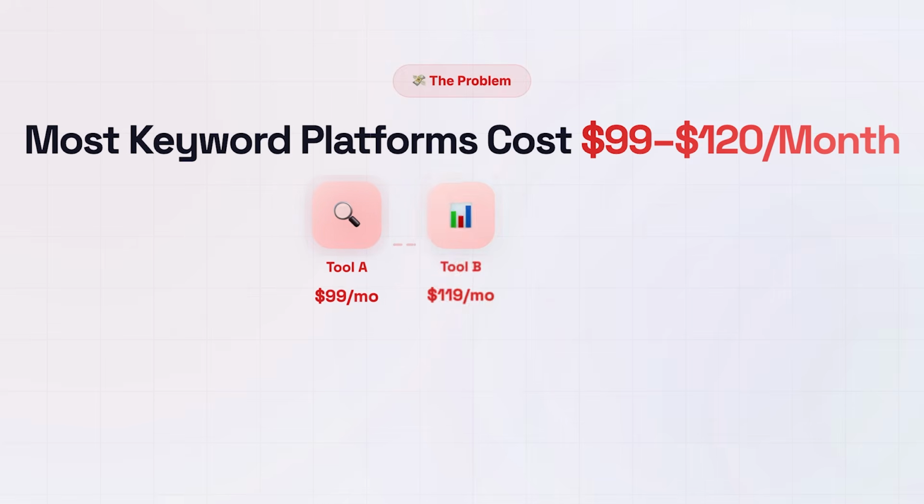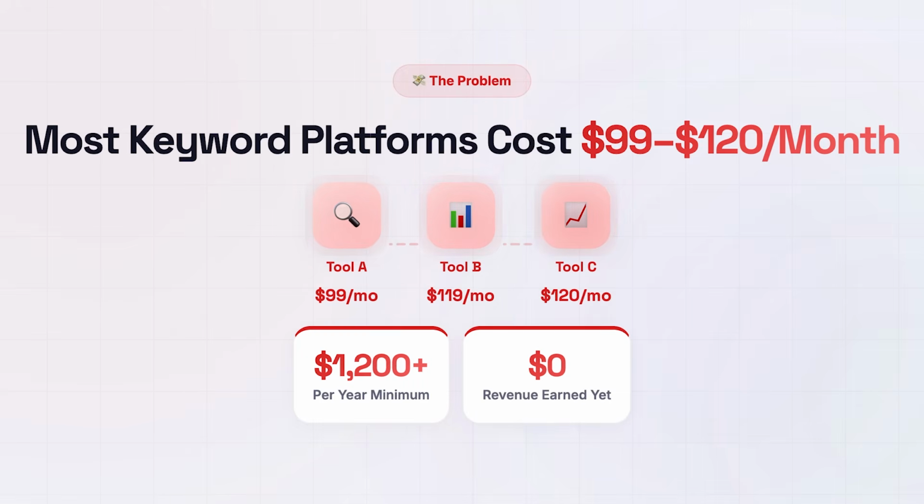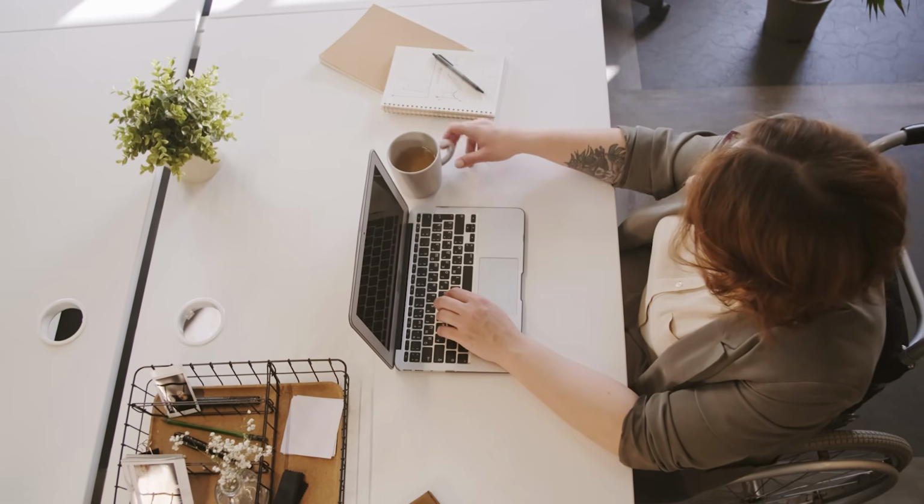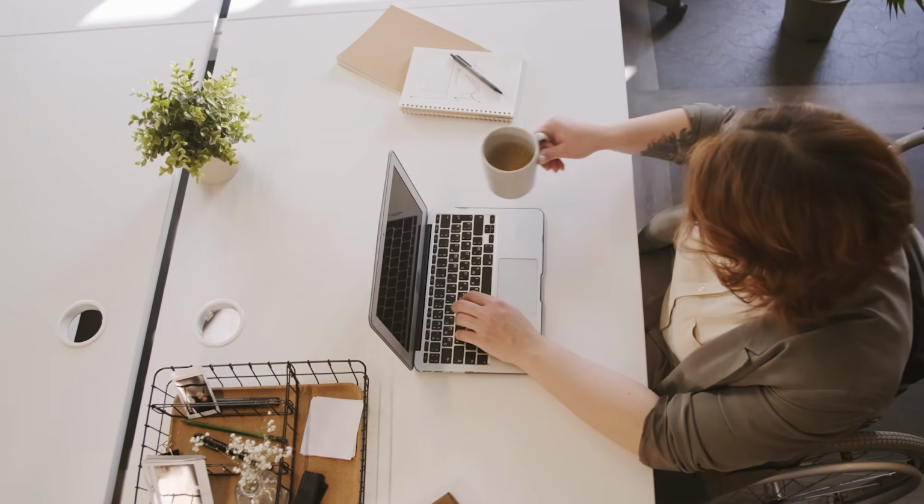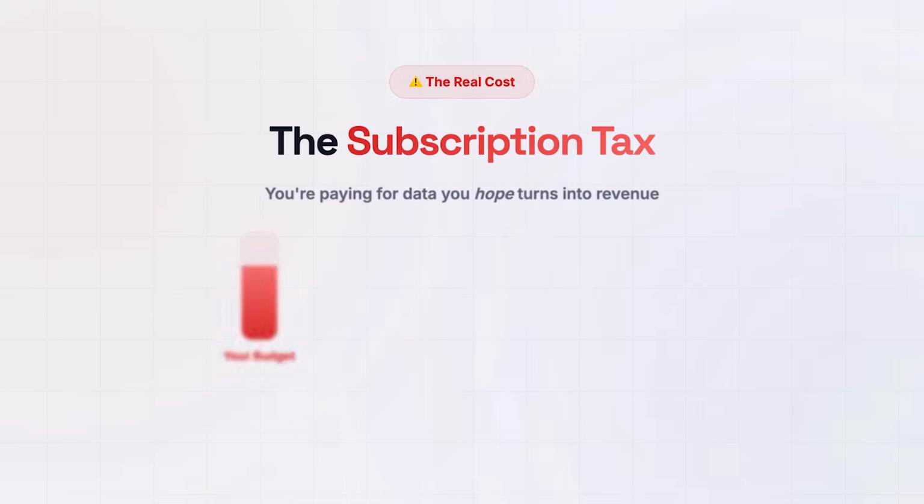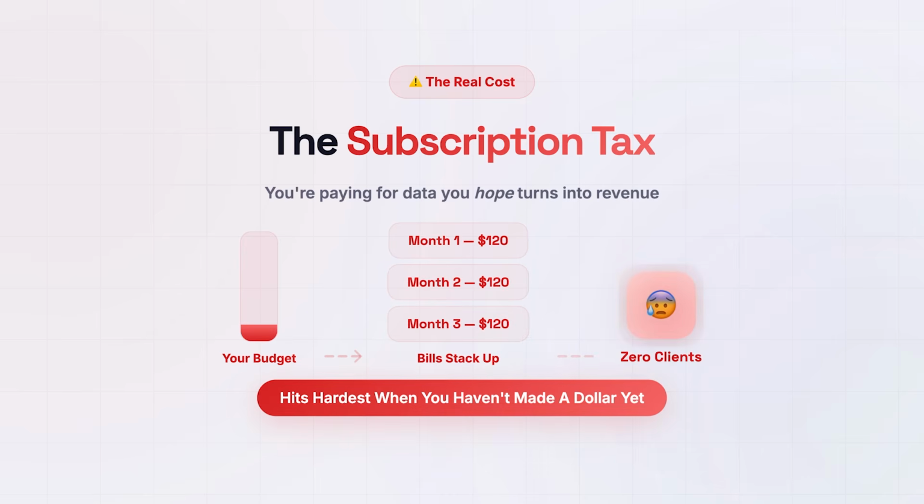Here's the problem. Most keyword research platforms charge you somewhere between $99 and $120 every single month. And if you are just starting to offer local SEO services, that subscription starts before your first client check clears. You are paying for data you hope turns into revenue. That is the subscription tax, and it hits hardest when you have not made a dollar yet.